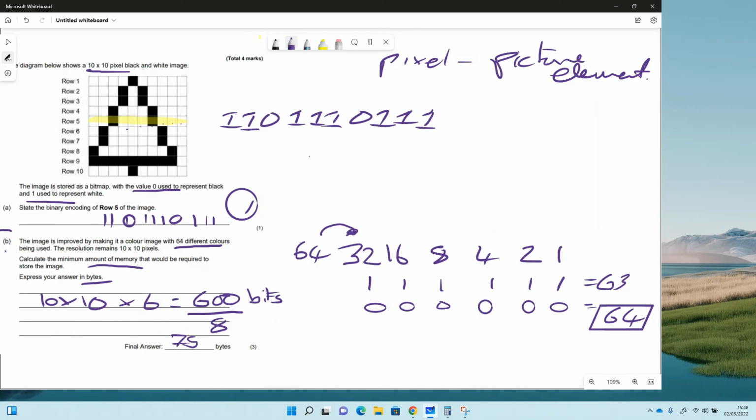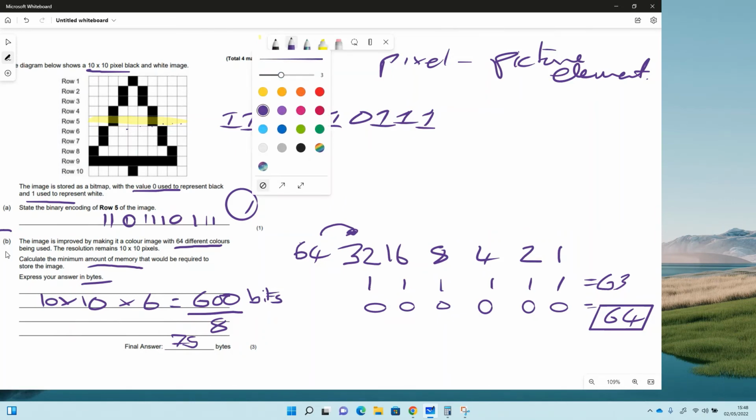If you didn't quite get 75 bytes in this, you'd still get a mark for writing down that we needed to do 10 times 10. You'd get a mark for multiplying by 6 and a mark for dividing by 8 here. So always remember, if we've got a number of colors, 64 colors in this case, it's going to be the one down from that in our binary patterns in order to accommodate that number of colors.